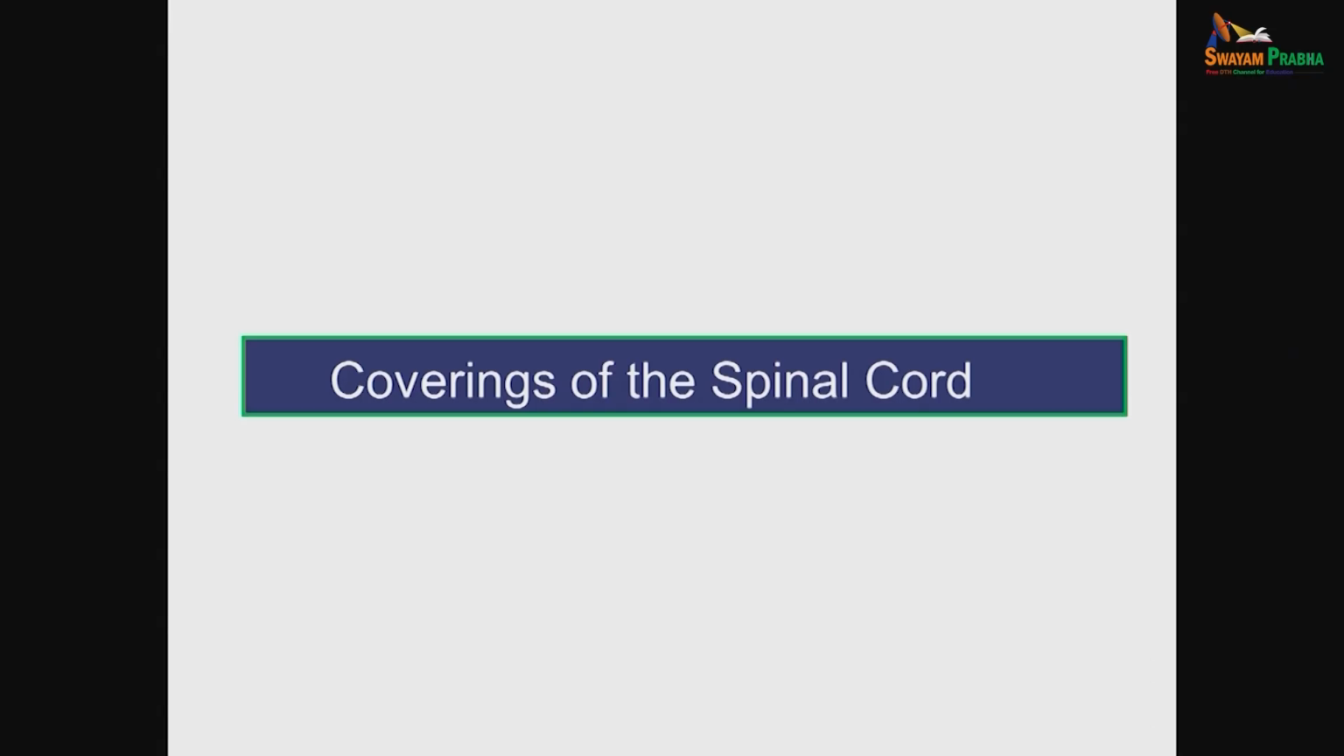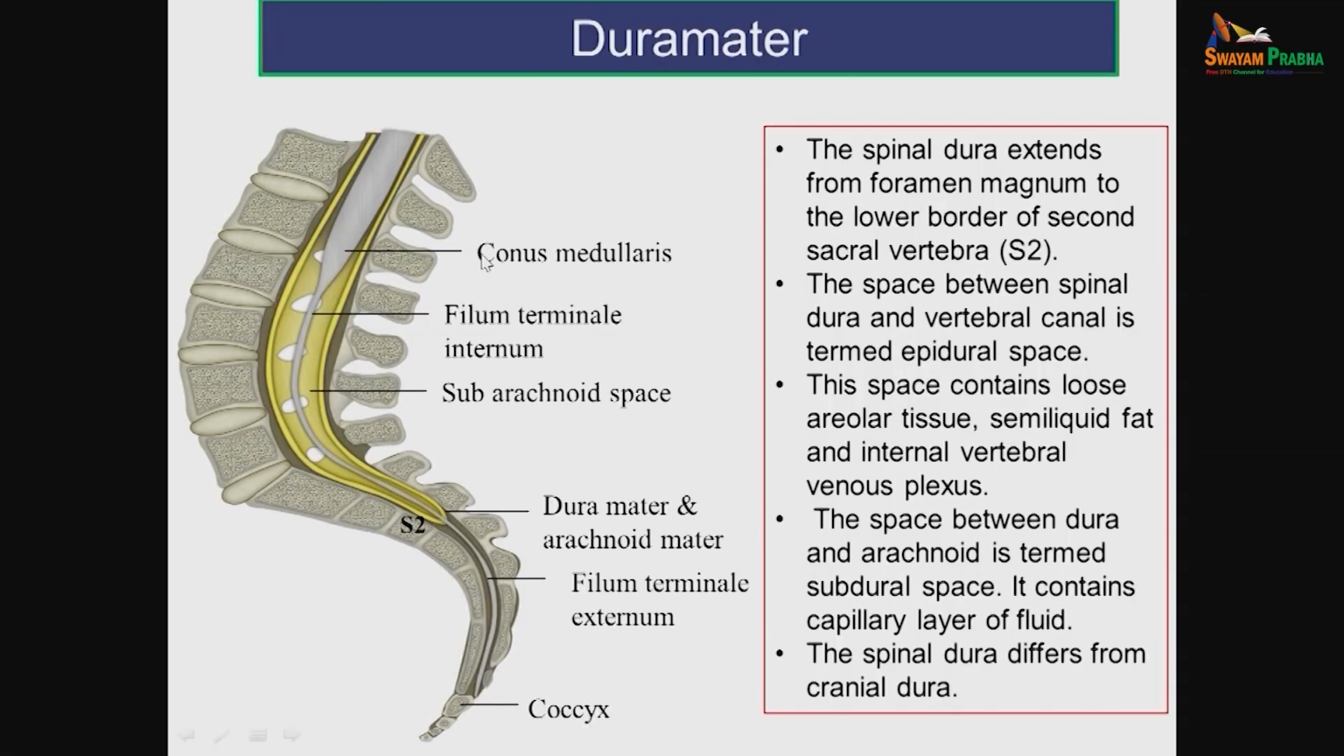Coming to the coverings of the spinal cord, which I will be briefly describing. From this picture, you can note that from outside inwards, there are 3 coverings. Outermost will be the dura mater, next layer will be the arachnoid mater, and innermost, closely investing the cord, will be the pia mater. So, from outside inwards, dura, arachnoid and pia mater. The dura mater covering the cord extends from the foramen magnum to the lower border of S2, the second sacral vertebra.